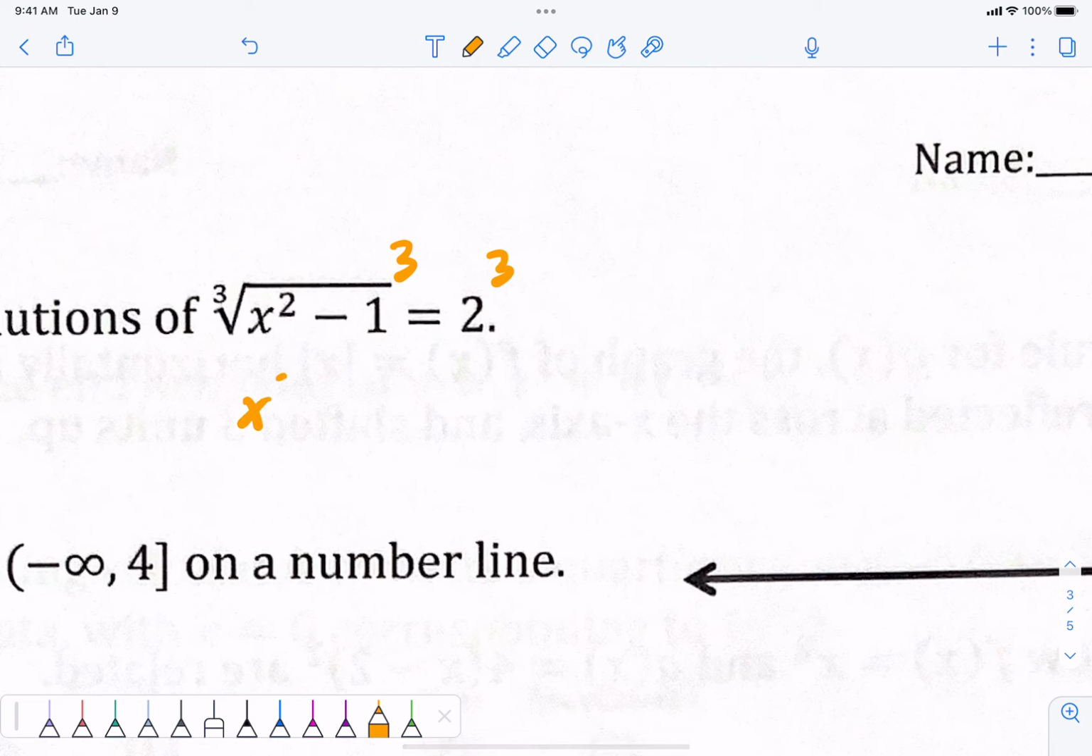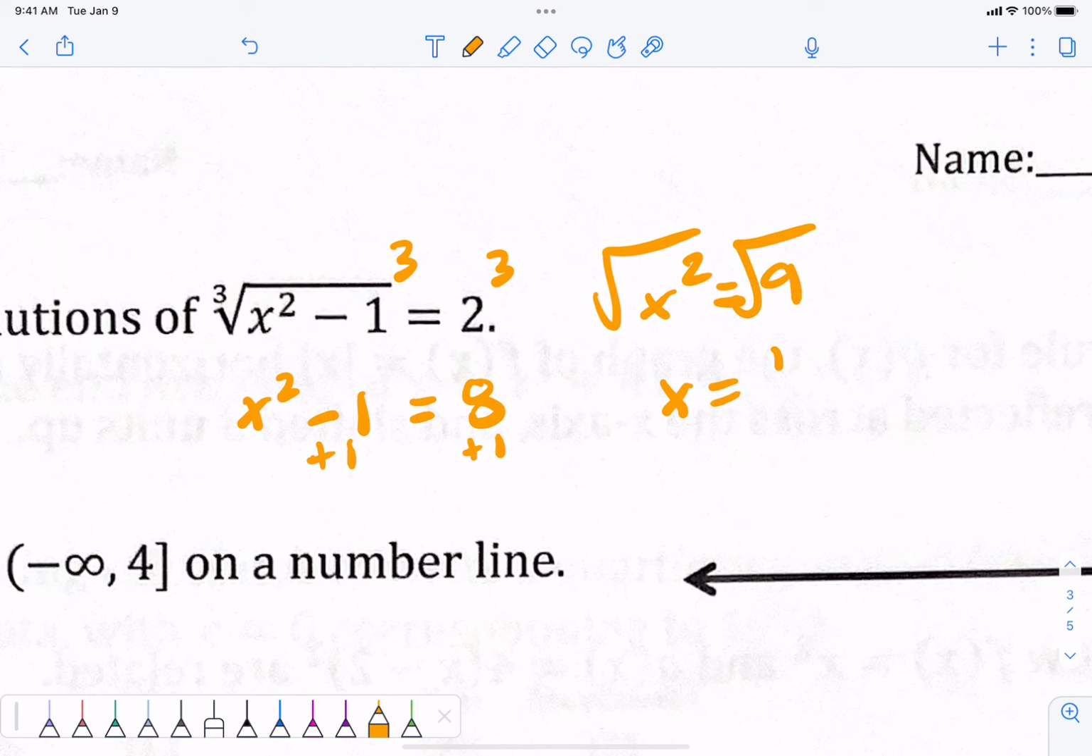X squared minus 1 equals 8. Then add the 1, oh yeah, that makes it easier. X squared equals 9. Square root, plus or minus 3. High five.